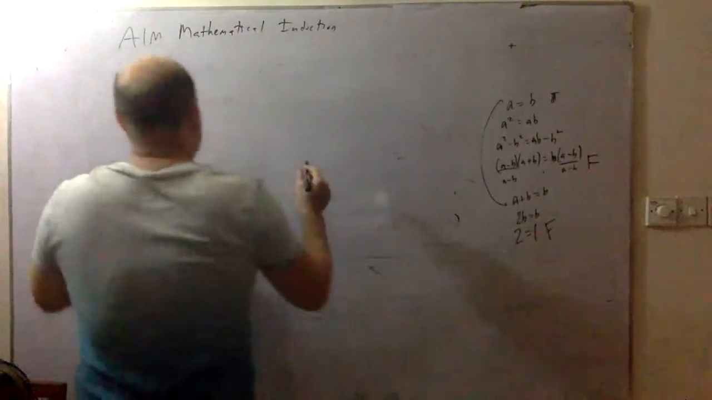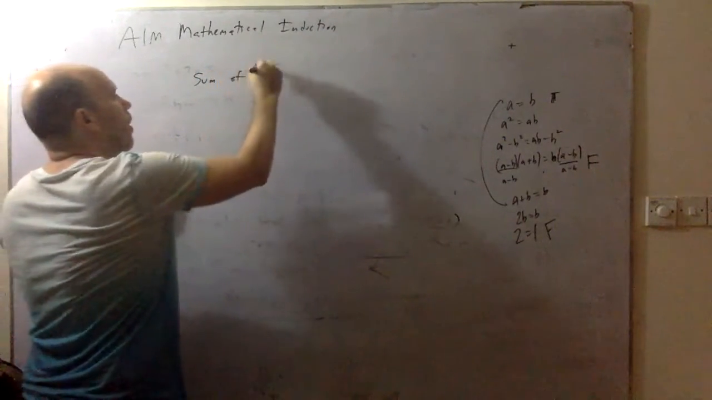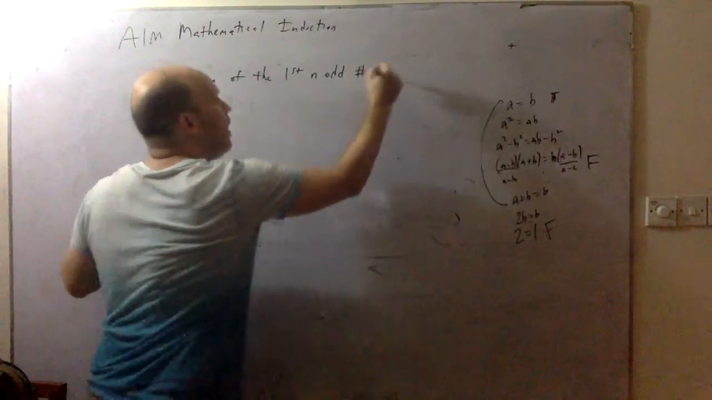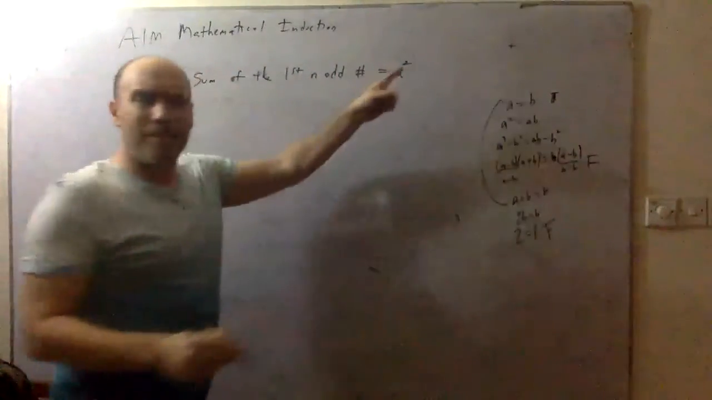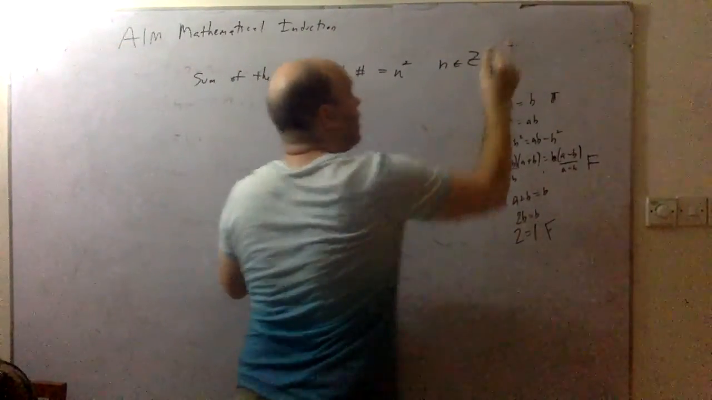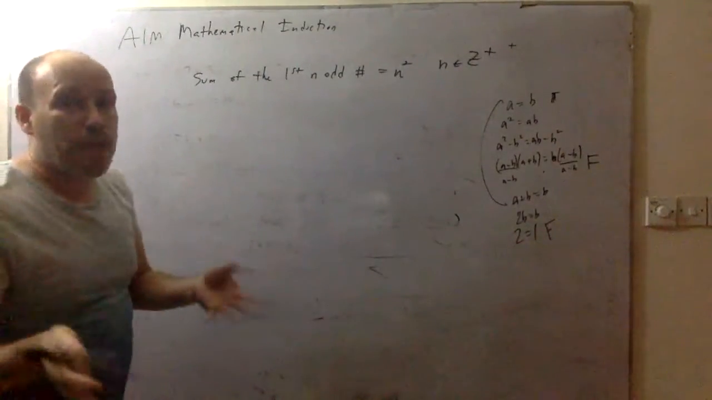The claim is that the sum of the first n odd numbers is equal to n squared. What was the condition? That n is a positive integer. Okay, let's think about that. Well, we kind of proved it.